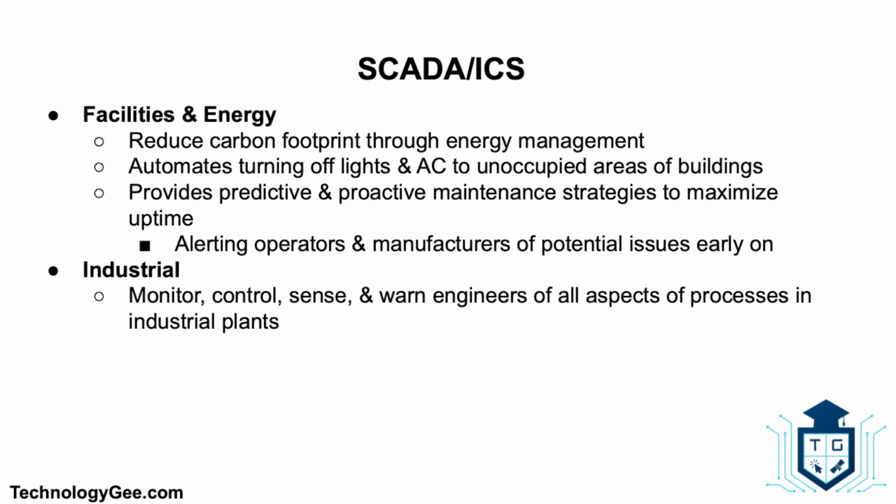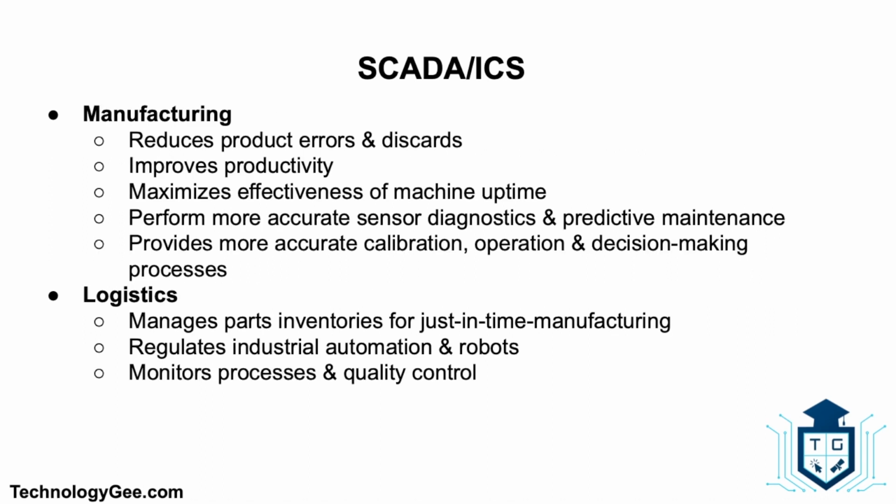You need to know about the industrial components. SCADA and ICS systems can monitor, control, sense, and warn engineers of all aspects of the processes in industrial plants. You need to know about the manufacturing aspect, and the benefits of using SCADA control systems in manufacturing processes include reducing product errors and discards thanks to problem detections and remedies. It can improve productivity, maximize the effectiveness of machine uptime, perform more accurate sensor diagnostics and predictive maintenance, in addition to providing more accurate calibration, operation, and decision-making processes.